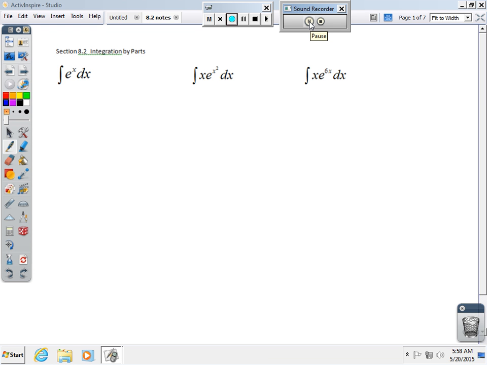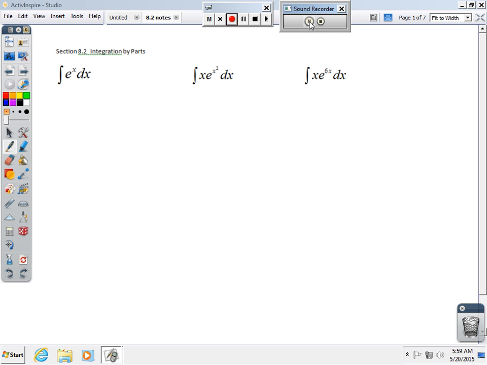Okay, here we go, section 8.2. This is integration by parts, just a new rule for integration. We experienced some of these issues during the year that we weren't able to integrate certain problems, and this is the way we're going to do some of those.